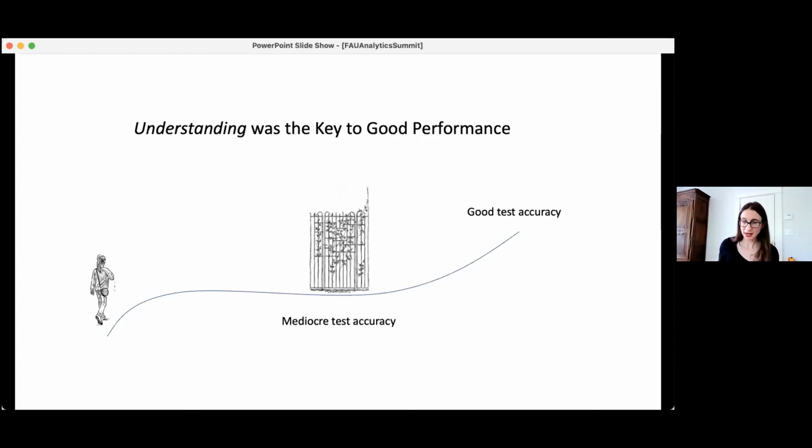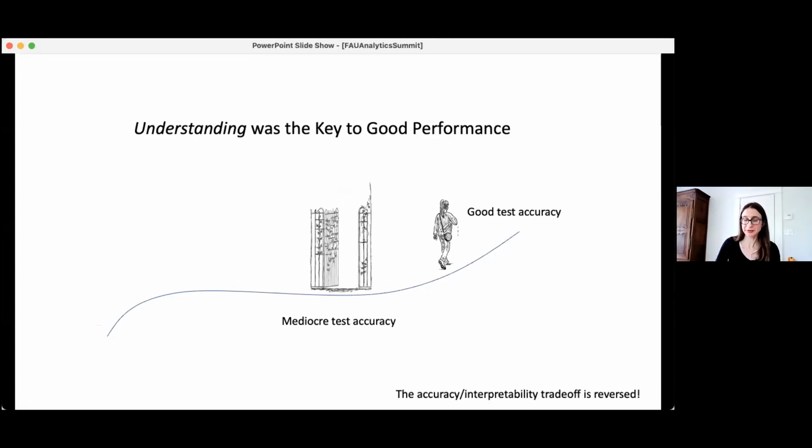So it's a case where we sort of ran up against a wall and then designed models that were actually interpretable and were able to finally get good performance. And the key lesson from this is that what people call the accuracy interpretability trade-off is actually reversed. A lot of the time people talk about an accuracy interpretability trade-off where you get worse predictions if you can understand what's going on.